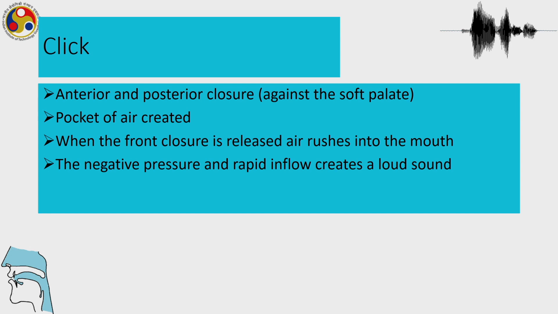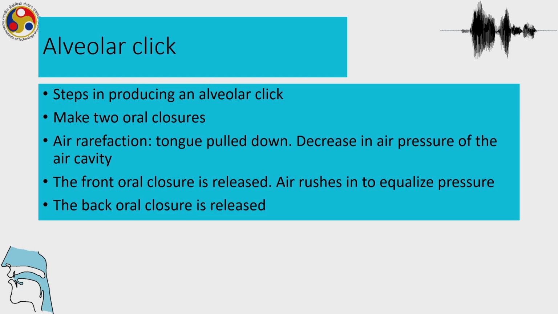So, as we have just seen, clicks involve two closures, anterior and posterior, and a pocket of air is created, and when the front closure is released, air rushes into the mouth, and a negative pressure and rapid airflow create a loud sound. So, two closures and a pocket of air are created, and when the front closure is released, the air rushes into the mouth. This is the reason a negative pressure is created and there is a rapid inflow.